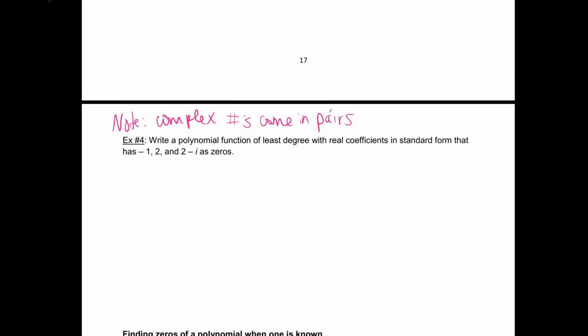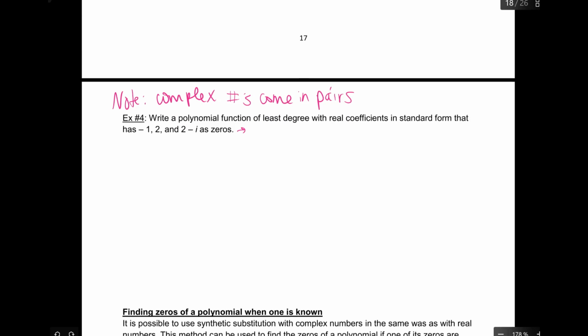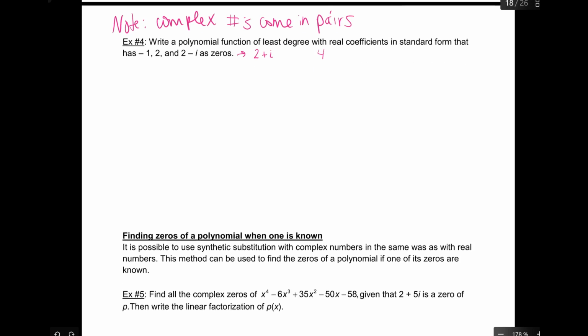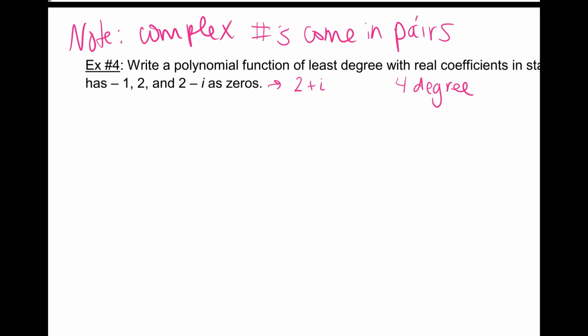Alright, so write a polynomial function of least degree with real coefficients in standard form that has -1, 2, and 2 minus i as zeros. Okay, so pause here, give it a try. A little note is complex numbers come in pairs, so you should also be including 2 plus i. So this is a 4th degree polynomial. So we have 4 zeros, so we're going to have something with the 4th power. So your first step is to write the zeros as linear factors.